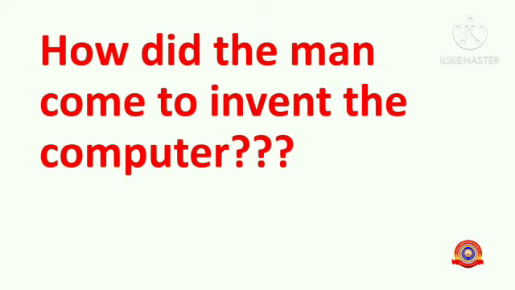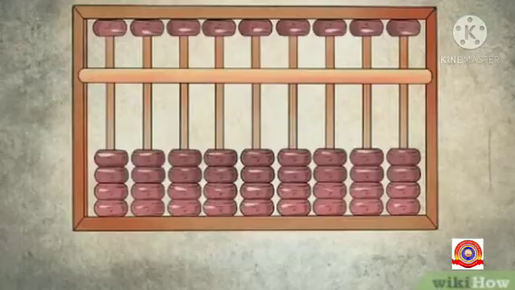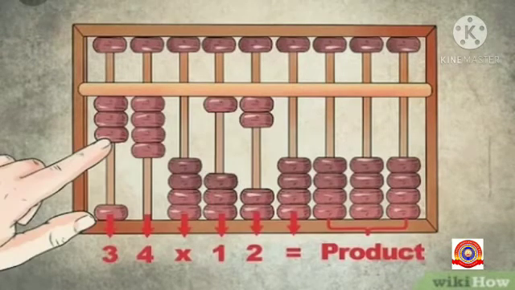Now let's see how did man come to invent the computer. Man learned to count long ago. The first calculating device he invented was the abacus. It is a wooden frame with horizontal wires with beads. The counting is done by moving the beads one by one along the wires.